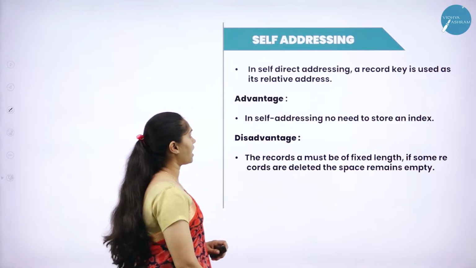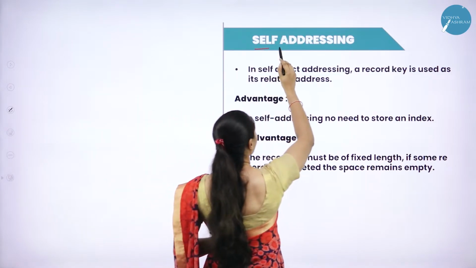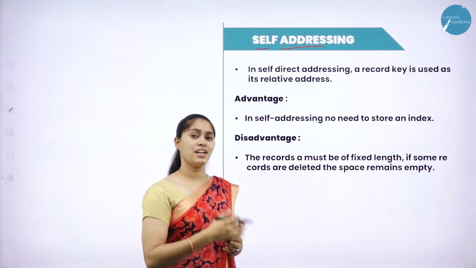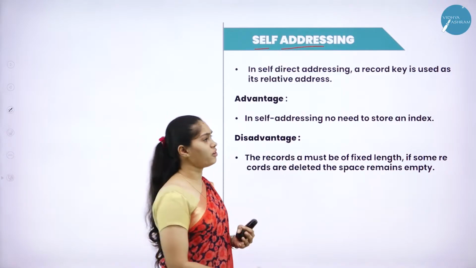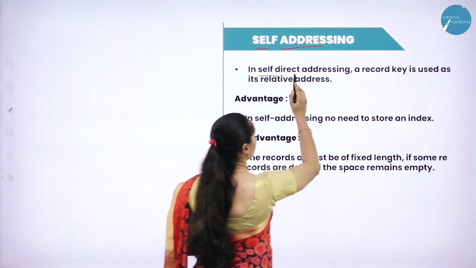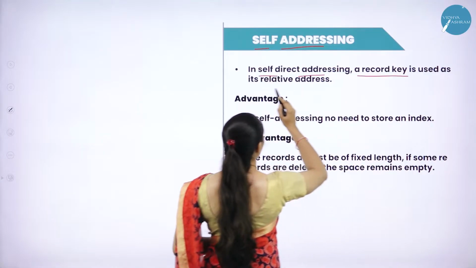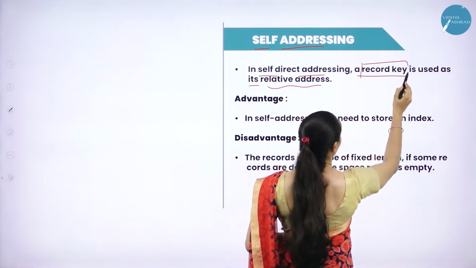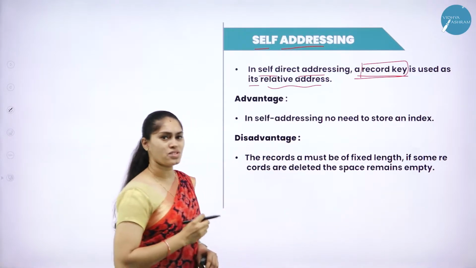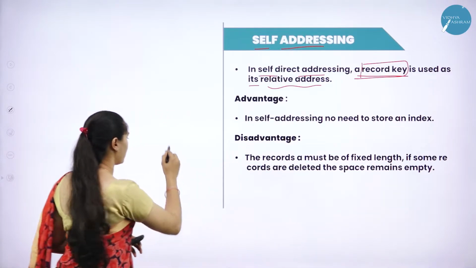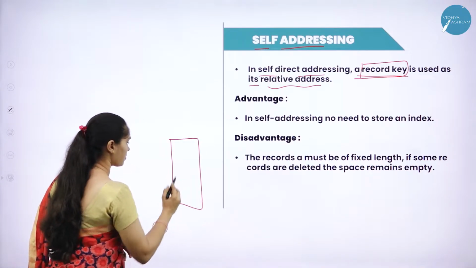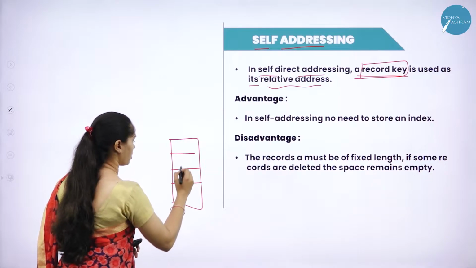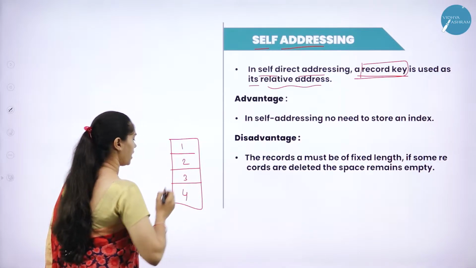We'll see the next type, that is related to self-addressing. So here it gives the address, it gives the index to itself. How is it going to do that? In self-direct addressing, a record key is used as a relative address. So here we are going to use a record key. For example, consider that I have 4 records. Let me consider 1, 2, 3, 4.